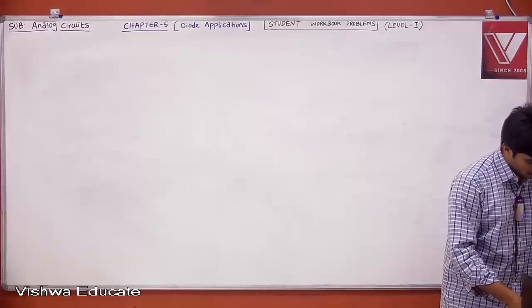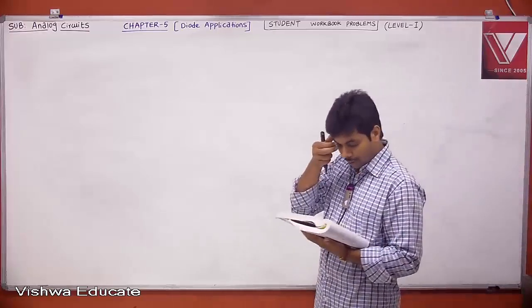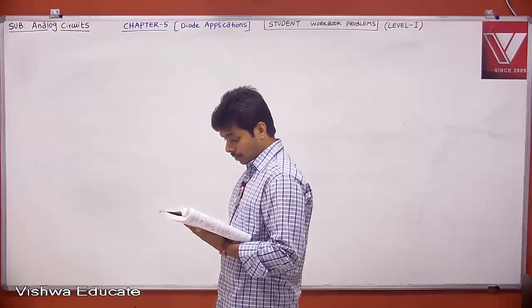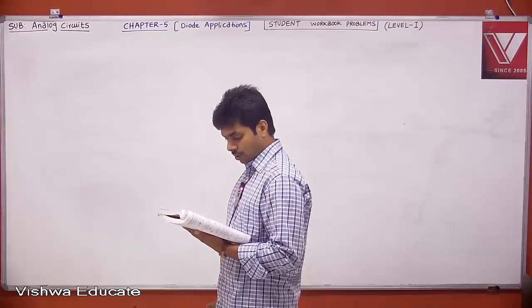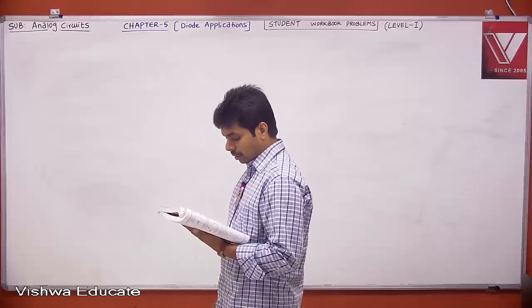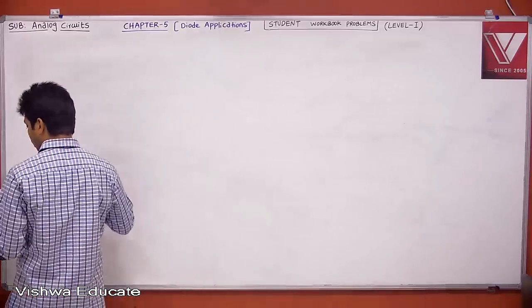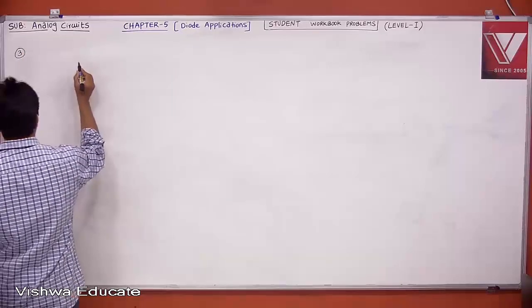Problem number 3. The output voltage of the diode circuit shown in figure is connected to an averaging DC voltmeter. The reading on the DC voltmeter in volts, neglecting the voltage drop across the diode, meaning an ideal diode, is? Okay, let's see.